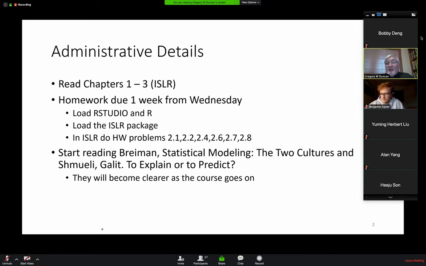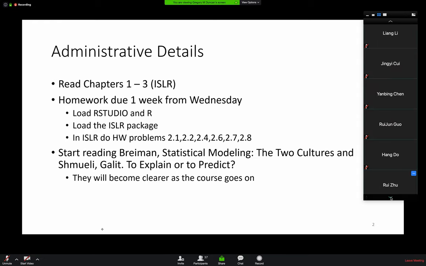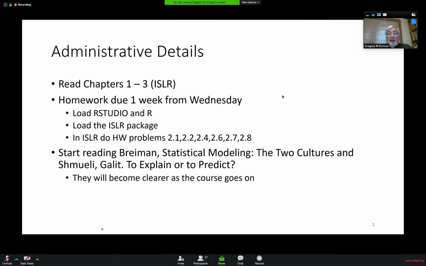So administrative details. Read chapters 1 through 3 of ISLR. ISLR means Introduction to Statistical Learning with Applications in R. Your homework, which is due a week from this Wednesday, but you should start on it right now, is first load RStudio and R, load the ISLR package, the book talks about how to do that, and in ISLR, do problems 2.1, 2.2, 2.4, 2.6, 2.7, and 2.8. These are all exercises in R, and I'm trying to get you guys up and running on R as fast as possible. In the past, I taught 482, and I would teach R in 482, so most of the people already had R. I'm not assuming that anymore.